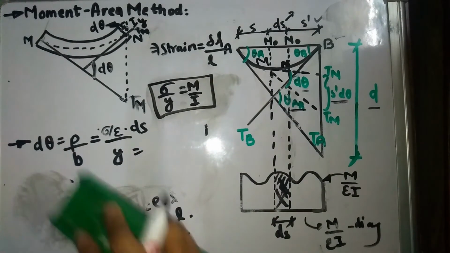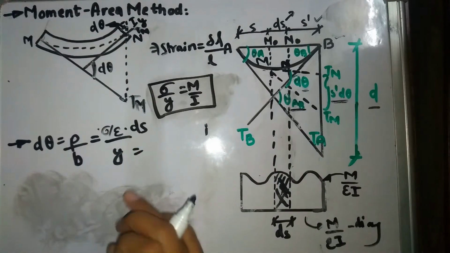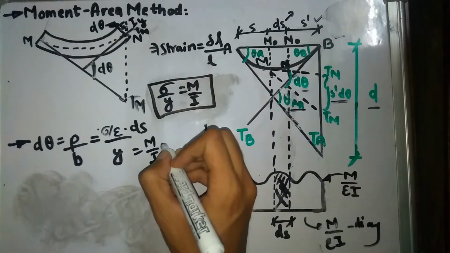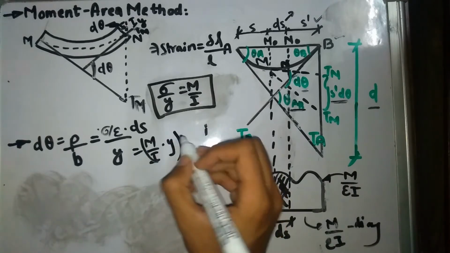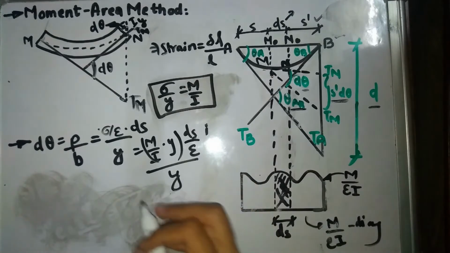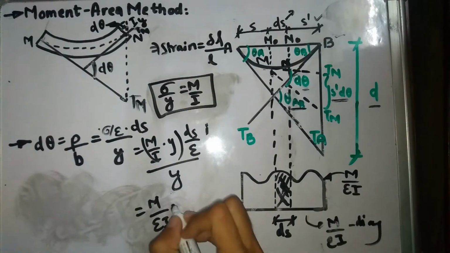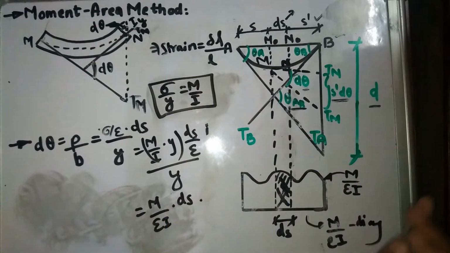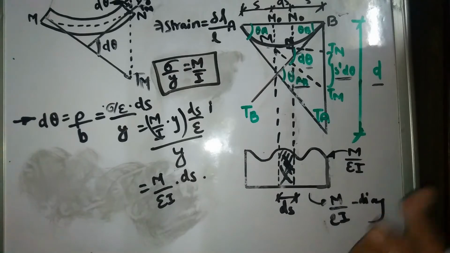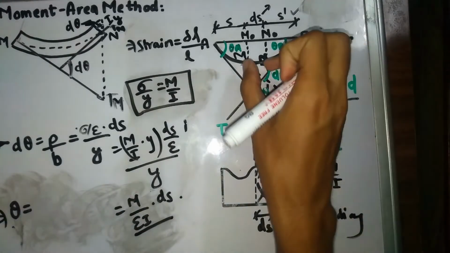So now moving back here, sigma by E dot ds by y. We have sigma equals M by I dot y, and we have remaining ds by E, and in the denominator we have y. So this y and y get cancelled out. So we have M by EI dot ds. So this is our d theta. We have found our d theta to be equal to M by EI dot ds. Our d theta is this small part between M and N.